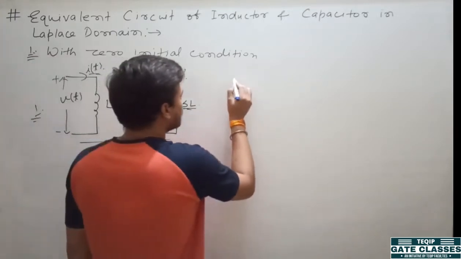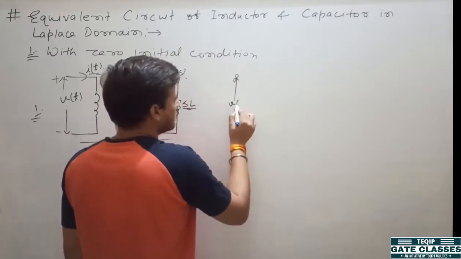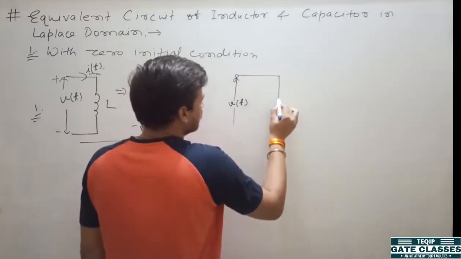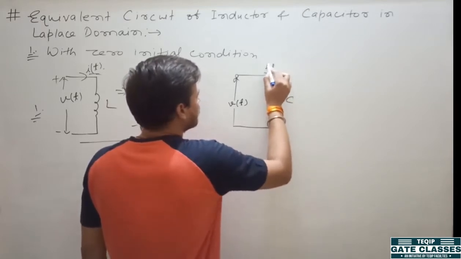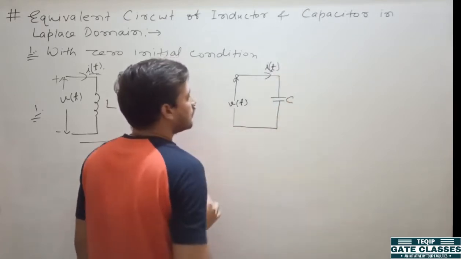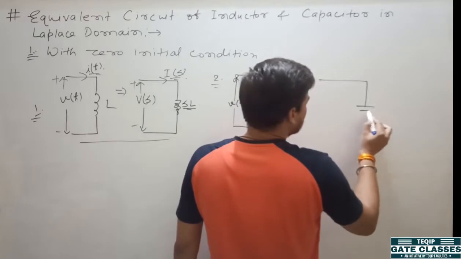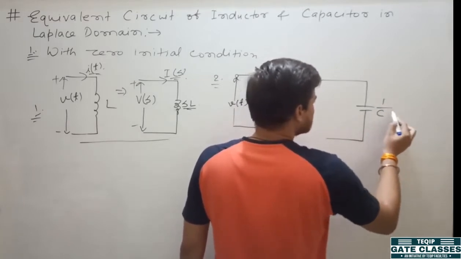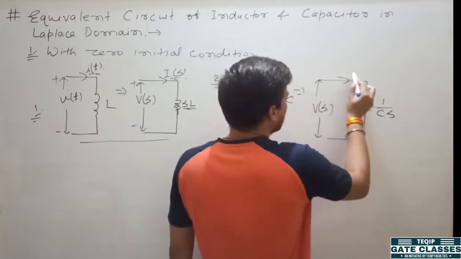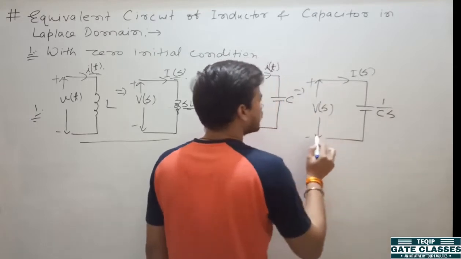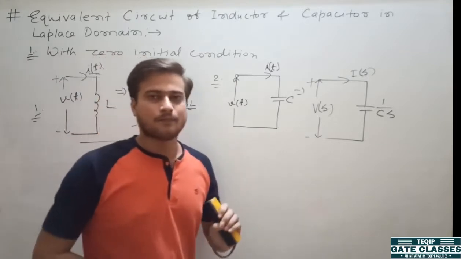Now come to capacitor. If we have capacitor, let us see how to write. This is Vt. This is capacitor C. This circuit is in time domain. Now we have to convert it into Laplace domain. So in the Laplace domain, what happens? The capacitor will be replaced by 1 upon Cs, and here it is Vs, and here the current is Is. Clear? These are the circuits with zero initial condition.